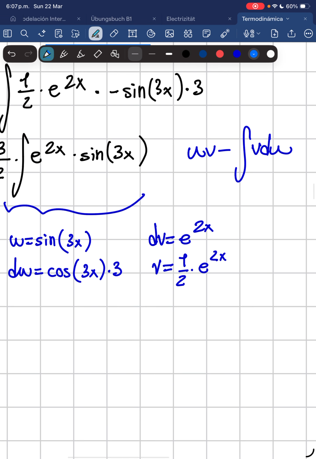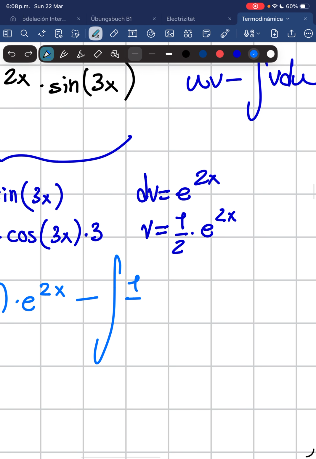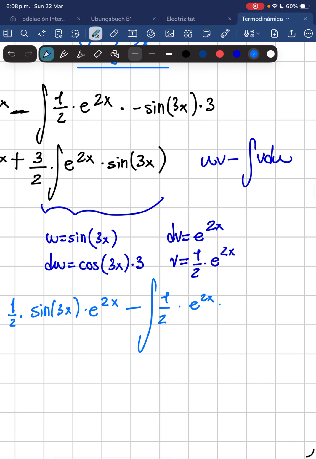Okay, so we're gonna start solving for our terms. First we just have u, which is sine of 3x times b, we're gonna put 1/2 at the beginning, times e to the 2x minus the indefinite integral of b, which is 1/2 times e to the x du. So we're gonna put our du right here.